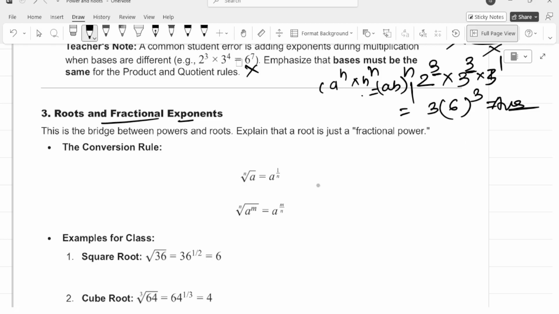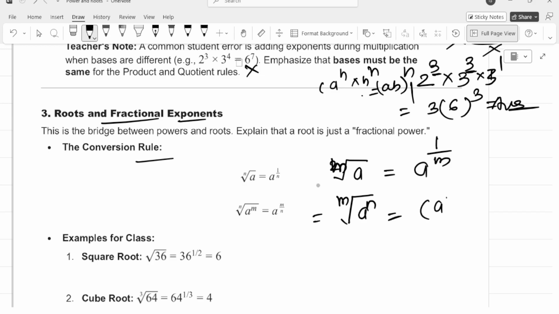So roots and fractional exponents. Conversion rule, I already explained. For example, here, root m of a. So we already explained, 1 upon m form. Now, if the root is to the power m and a to the power n, how to solve that? Simply take it in a bracket and simply do 1 upon m. We already know that. Then that is a different question.